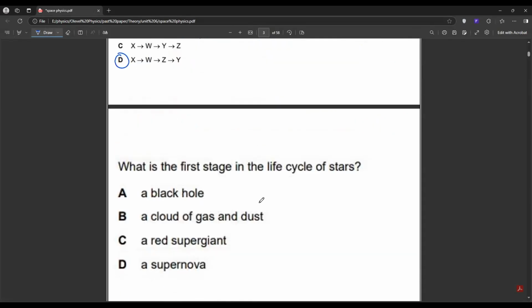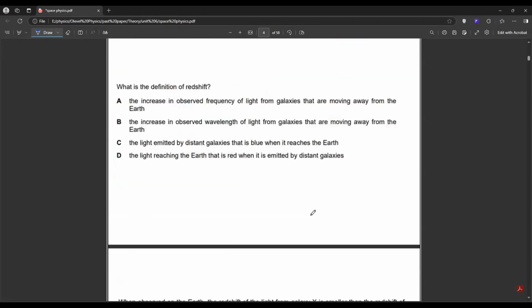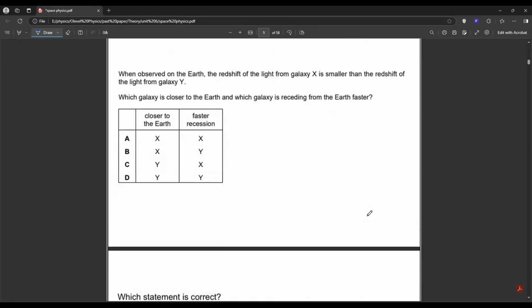Let's further move ahead. What is the first stage in the life cycle of a star? A cloud of dust and gas comes together. Let's further move ahead. What is the definition of redshift? Redshift is basically an increase in the observed wavelength of light from galaxies that are moving away from Earth. B is your answer. Let's further move ahead.